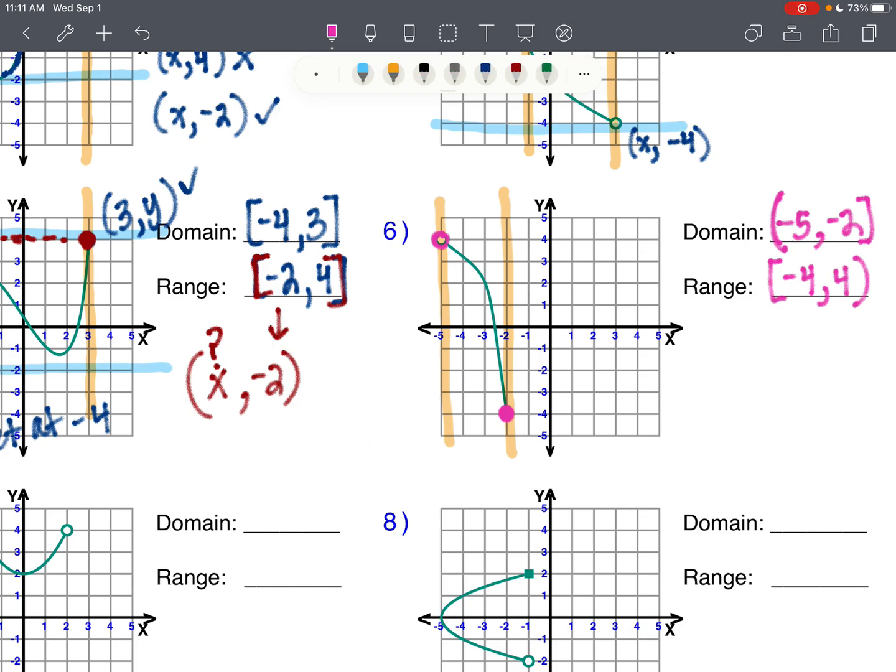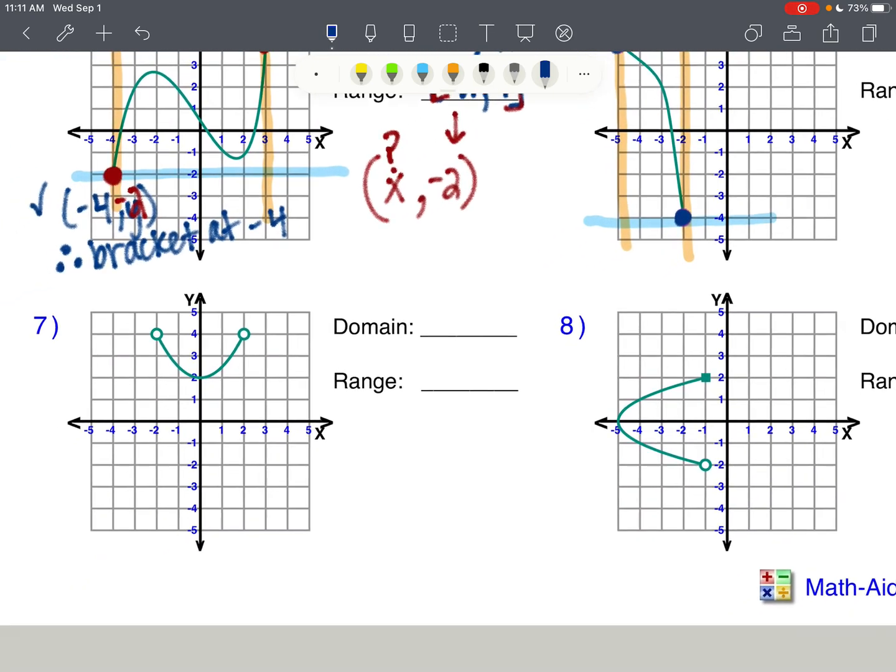Going to our range, we go from -4 to +4. -4 indeed is an output. However, +4 is not an output. That's the reason we have the bracket on the left and the parenthesis on the right.